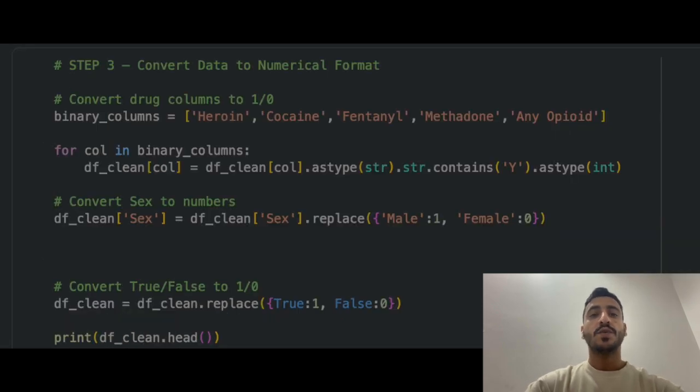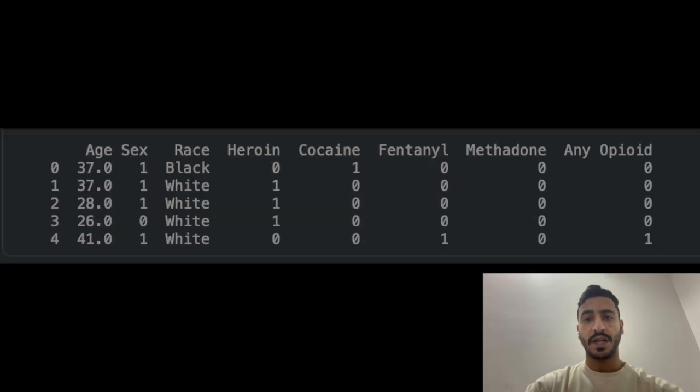And then step 3, which is convert data to numerical. In this step, I converted the dataset into numerical format because machine learning models cannot handle categorical values directly. So I transformed drug-related columns into binary values, where 1 represents presence and 0 represents absence. This step ensures that the dataset is compatible with machine learning algorithms and allows accurate computation.